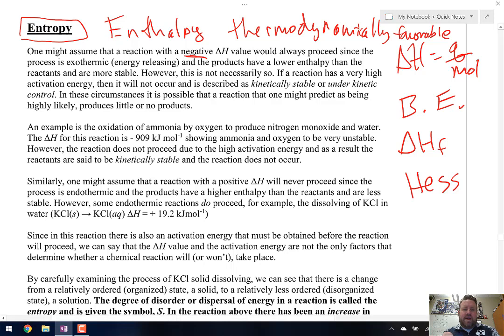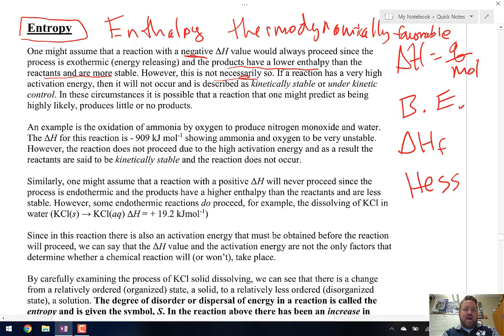And we know that if it is exothermic, the products do have a lower enthalpy than the reactants do. Again, we think, well, that's always going to happen, but that's not necessarily so. If a reaction does have a very high activation energy, it might still be exothermic, but it might not occur simply because it might not have enough energy to get started. Once it did get started, then sure, it would keep going, but that doesn't always necessarily happen.